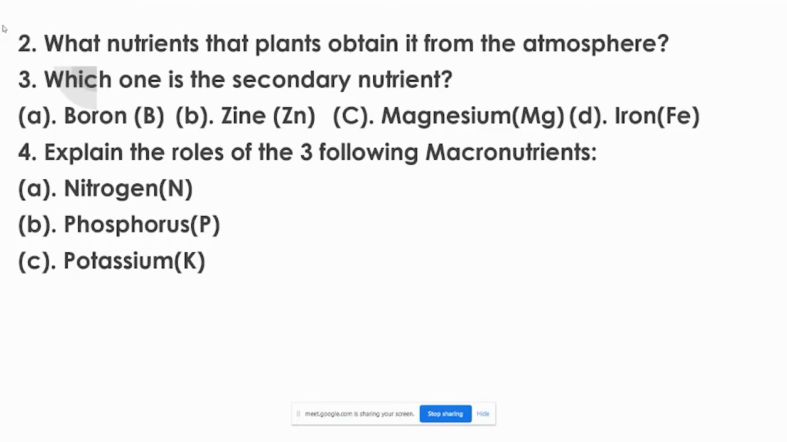So can I move to the 4th question? Yes. Explain the role of the 3 following macronutrients: nitrogen, phosphorus, and potassium.